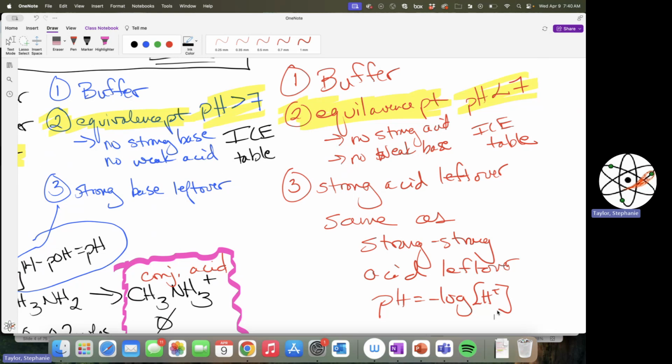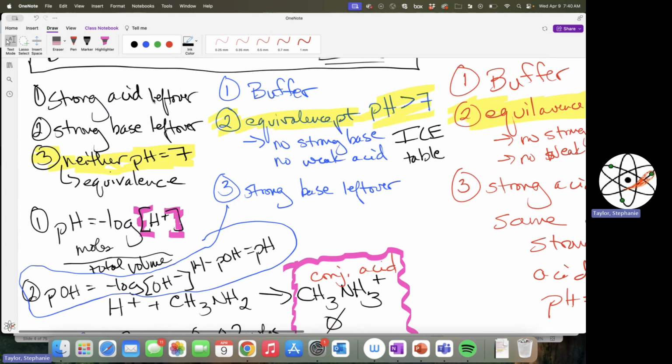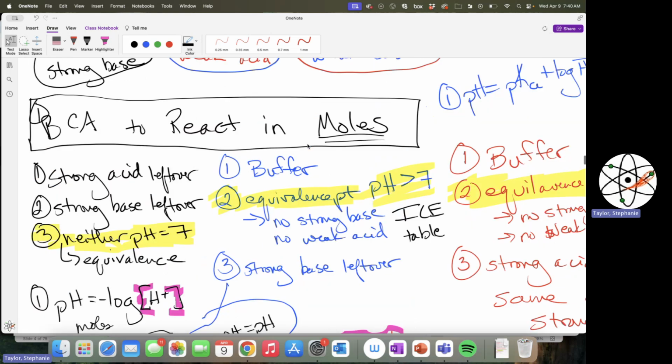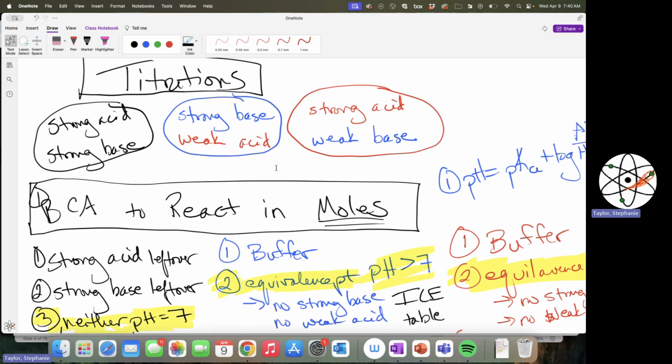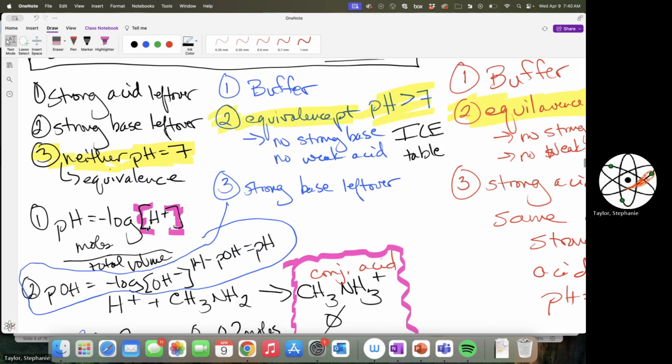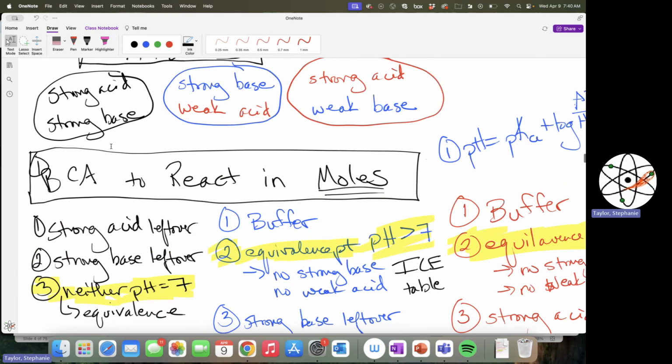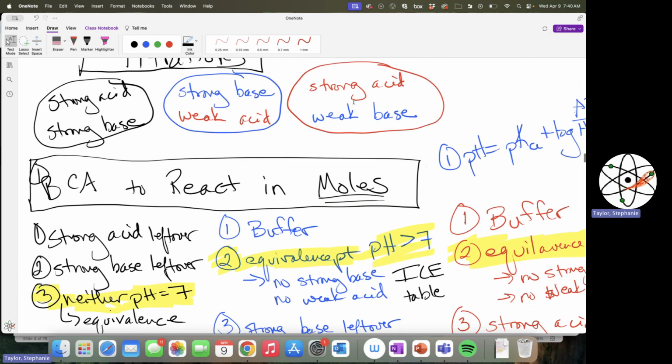So we've now talked about, out of the 9 options that I have on this, because I've got 3 options for each of the 3 titrations, we have talked about pH equals the negative log of the proton concentration, and that applies to 2 different situations, both my strong titration, and it also applies to the strong acid titration.